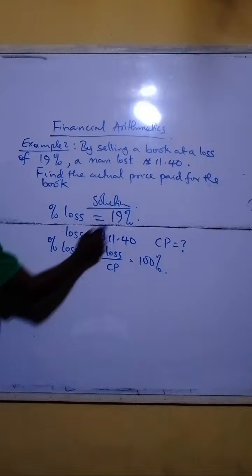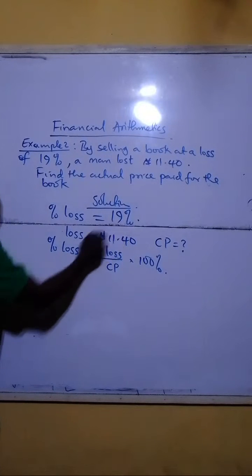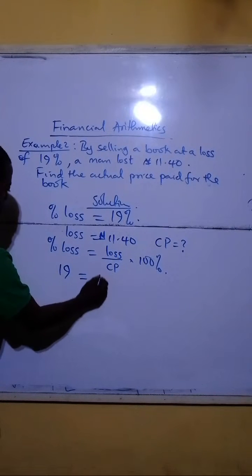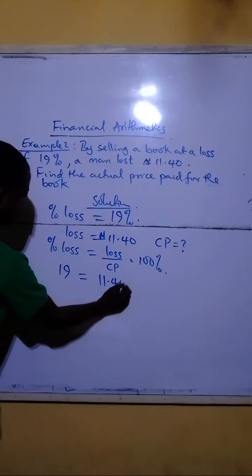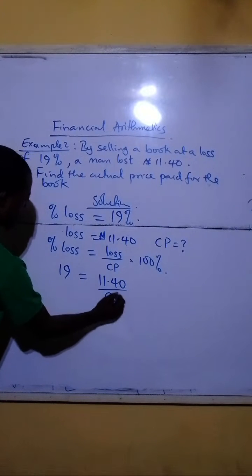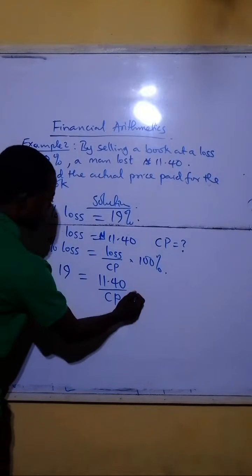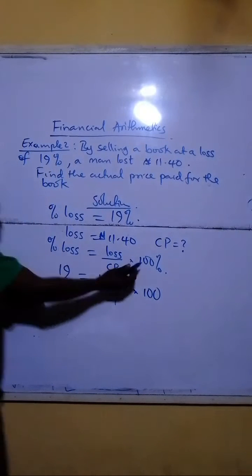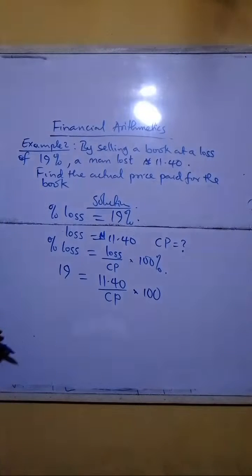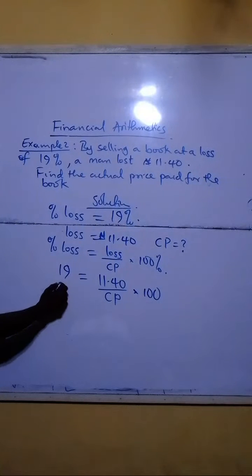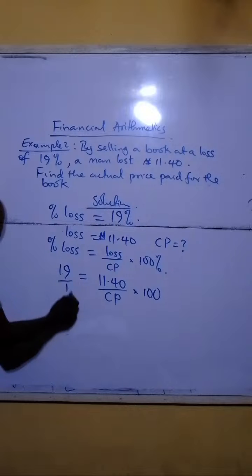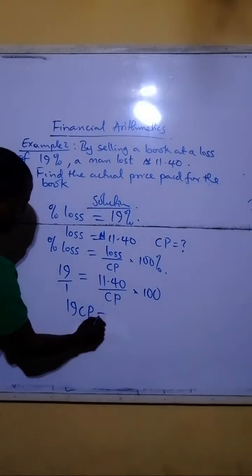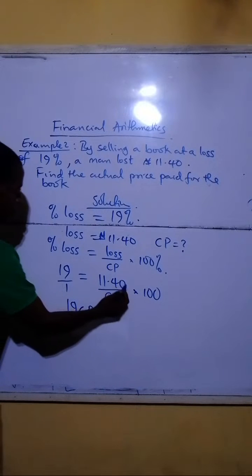So the percentage loss here is now 19, so we can write 19 equals loss, which is 11.40, over cost price, times 100. We don't need to write percentage again, since we have percentage on both sides. Then we solve this. This is 19 over 1, cross multiply. This is 19 times CP, that's 19 CP equals 100 multiply 11.40.